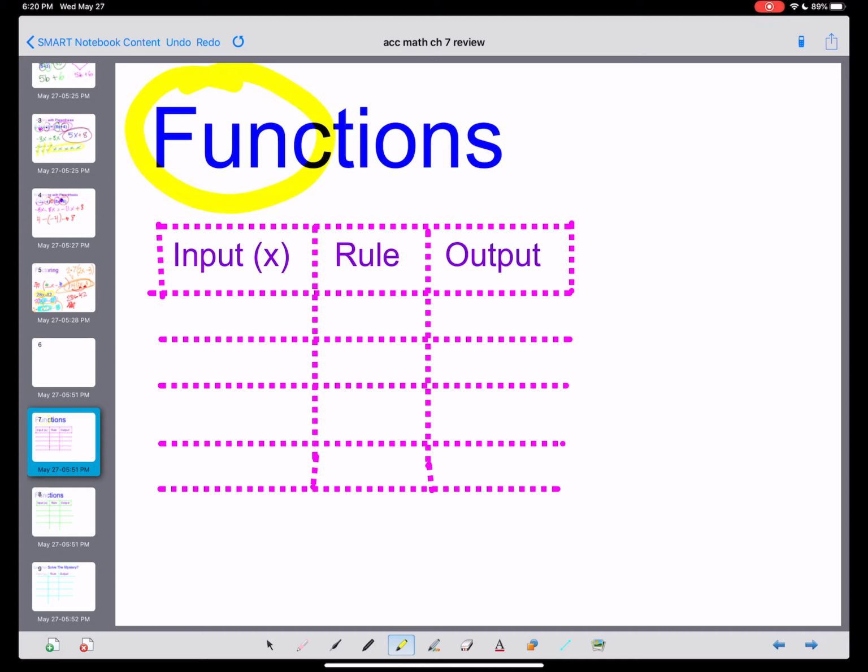Functions are kind of fun because they're kind of like mystery rules. We don't know what the rule is, and sometimes we have to solve it. Other times we are given the rule and we have to solve what goes in the output. So let's get started with some problem solving.